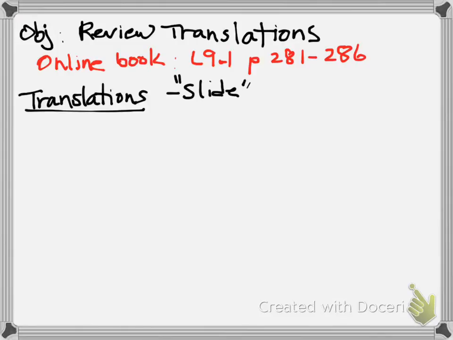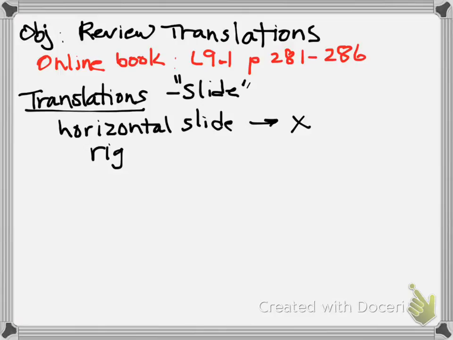And with a translation, it could be a horizontal slide. And that is affecting the x's. That's horizontal is your x axis, okay? And you can either slide right, so you can have a movement right, which are the positive x's, or you could go left, which would be a negative x, okay?